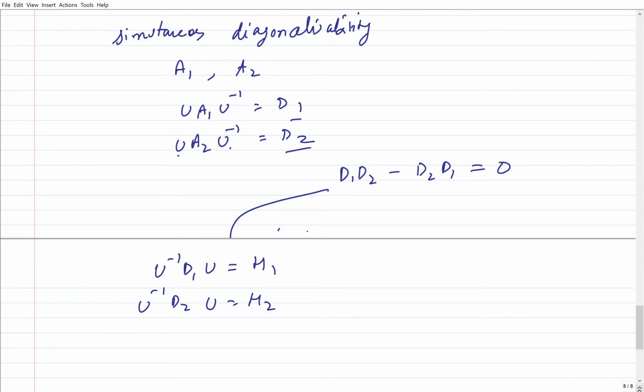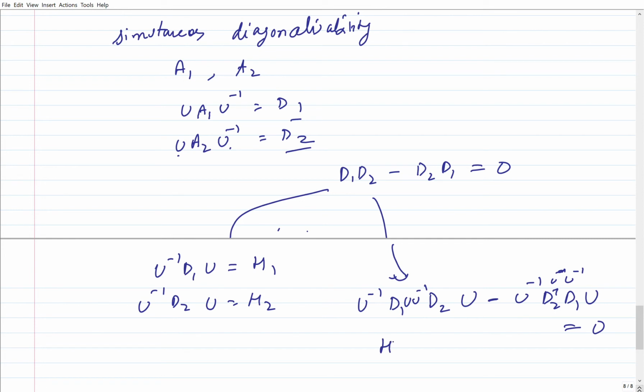So this condition boils down to U inverse D1 D2 U minus U inverse D2 D1 U equals 0. I can plug in U inverse and U here, it doesn't matter. The bottom line is that I get H1 H2 minus H2 H1 equals 0. So what does that give me?